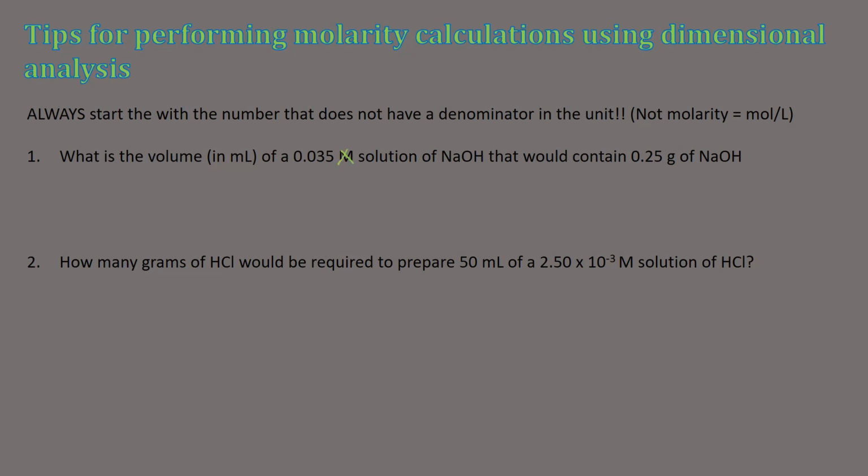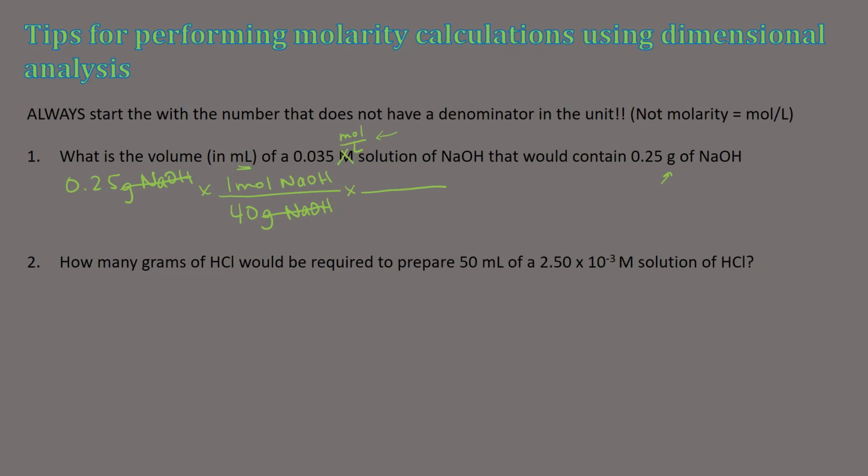So I'm not going to start with molarity because that's moles per liter. I'm going to start with grams. So I have 0.25 grams of sodium hydroxide, and I want to get to liters, right? First, because I have grams, I have to use the molar mass. And the molar mass of that is 40. I put grams on the bottom so that it cancels out. So there's 40 grams of sodium hydroxide in 1 mole of sodium hydroxide.